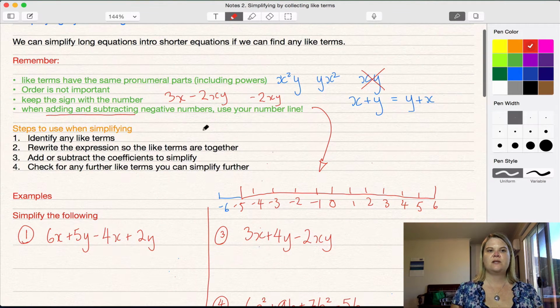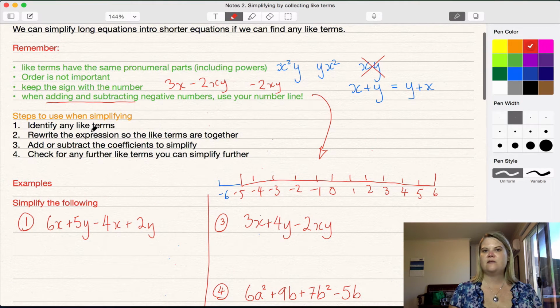Okay, steps to use when simplifying. Step 1, identify any like terms. Step 2, rewrite the expression so the like terms are together. Step 3, add or subtract the coefficients to simplify. Step 4, check for any further like terms you can simplify further.